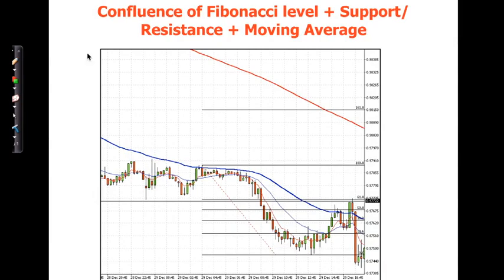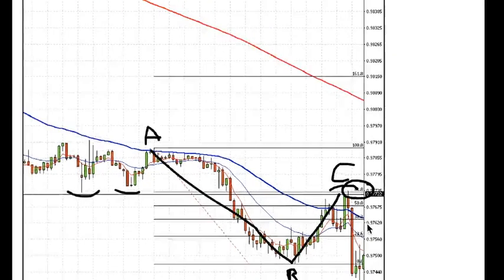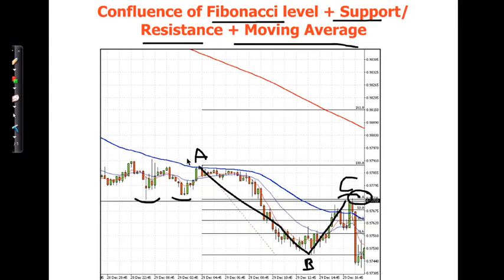Here is the same example, except you can see not only do I have the Fibonacci level, I've got the support and resistance level, I also have a moving average as well. So again, let me draw it for you. That's A, that's B. So A to B to C. Again, C is at the Fibonacci level, is at a strong support, resistance, and is also at the moving average, which is the blue line. You can see the blue line is the moving average, which acts as a resistance, and that gives us confidence to take the short trade all the way down.